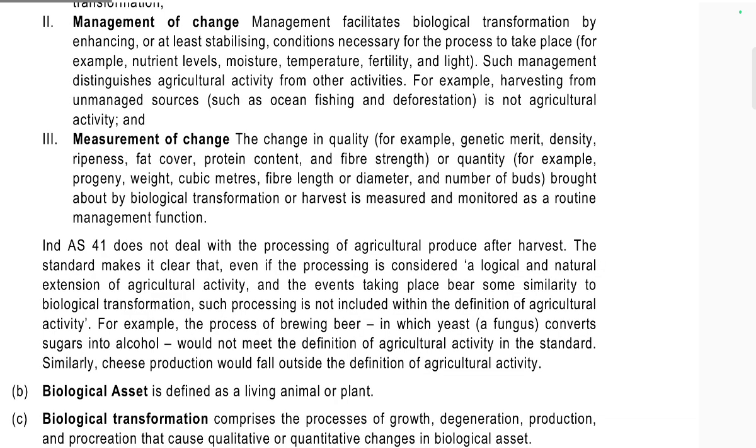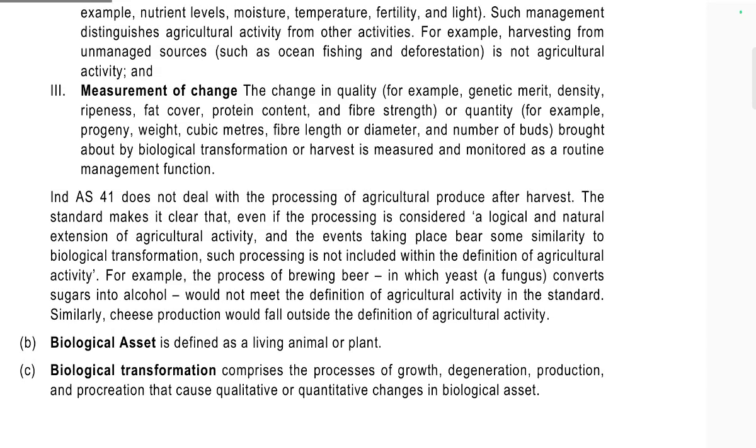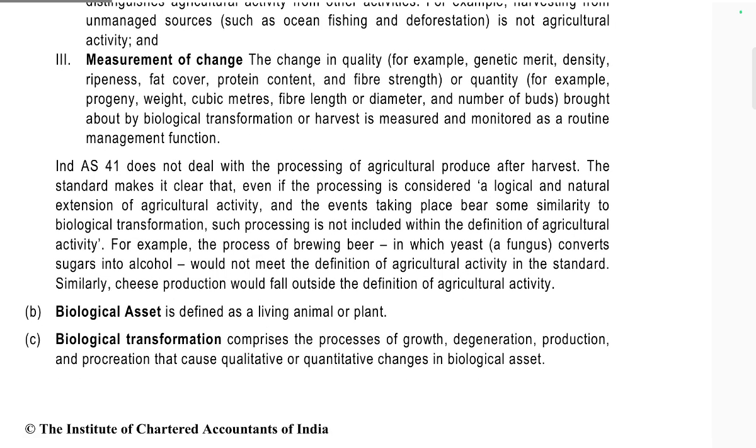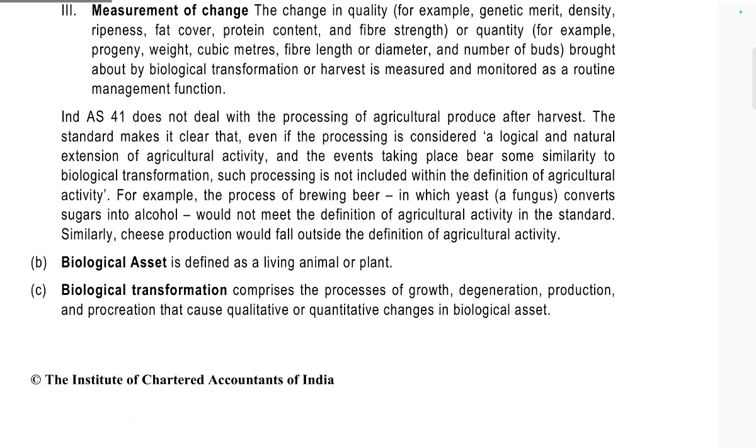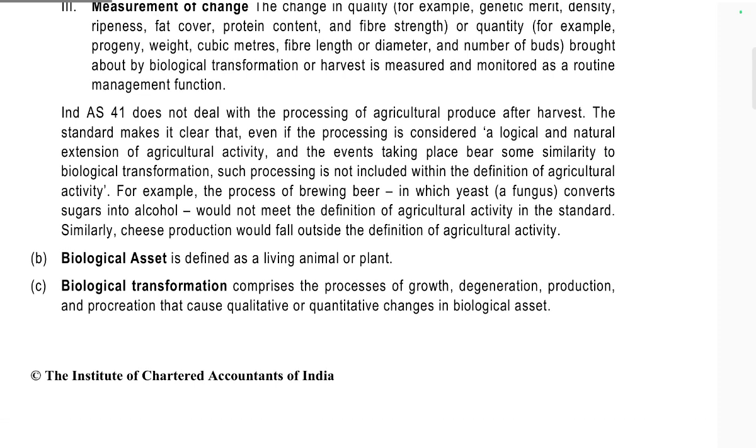For example, harvesting from unmanaged sources such as ocean fishing and deforestation is not agricultural activity. Measurement: management of change assesses quality, for example genetic merit, density, ripeness, fat cover, protein content, and fiber strength. Quantity, for example the progeny, weight, cubic meters, fiber length and diameter, and number of birds. Through biological transformation, the change is measured and monitored as a routine management function.